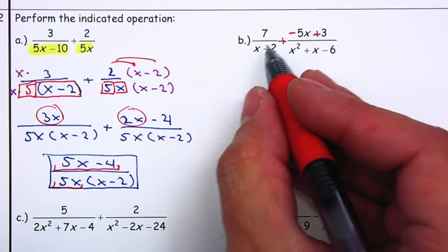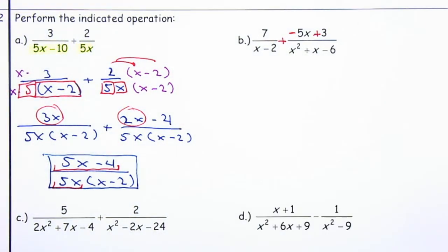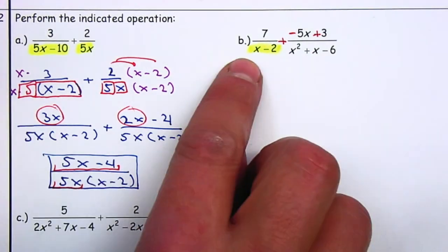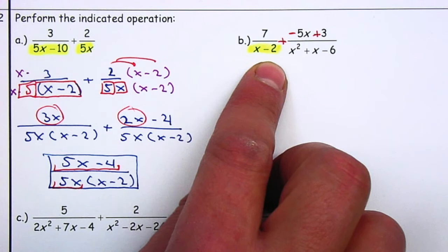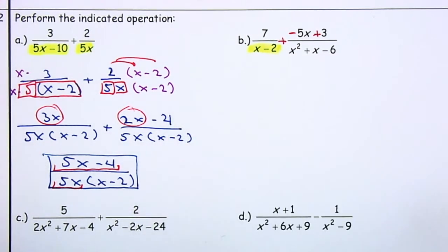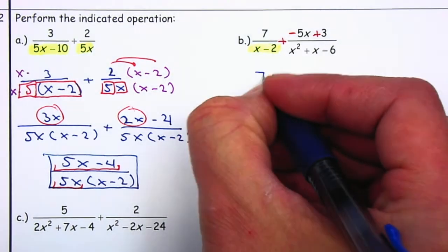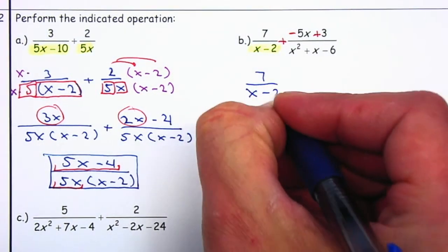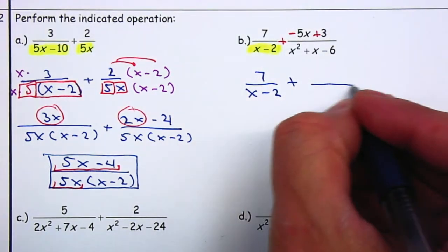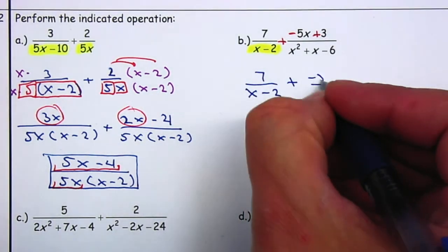Now that we have an addition, we want to make the denominators the same. So we want to factor the denominators. X minus 2: is there a number that divides 1 and 2? No. Do they both have an x? No. So we can't do anything with the first denominator, so we're just going to leave it as 7 over x minus 2. Remember, we changed it to a plus. The numerator will stay the same.